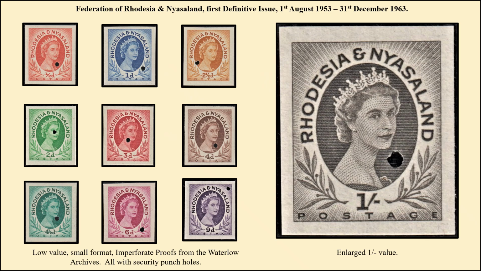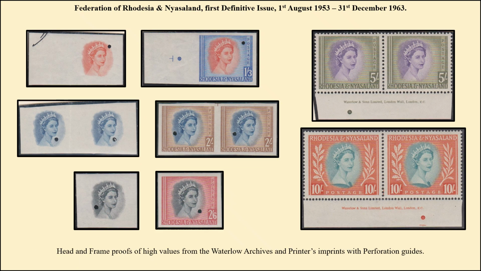The low values from the Rhodesia and Nyasaland first Queen Elizabeth definitive issue in imperforate with security punch holes, and these from the Waterloo archives. In the mid-1980s, most of this material turned up in the Carlton Centre in Johannesburg. Still showing the first definitive series of Rhodesia and Nyasaland.